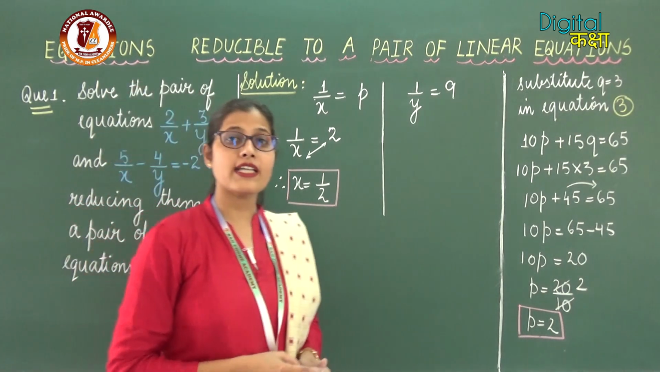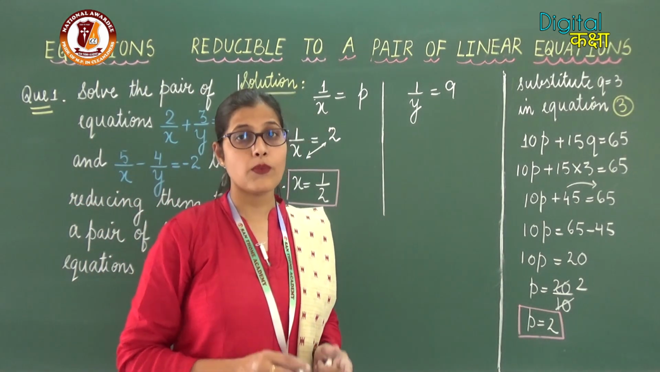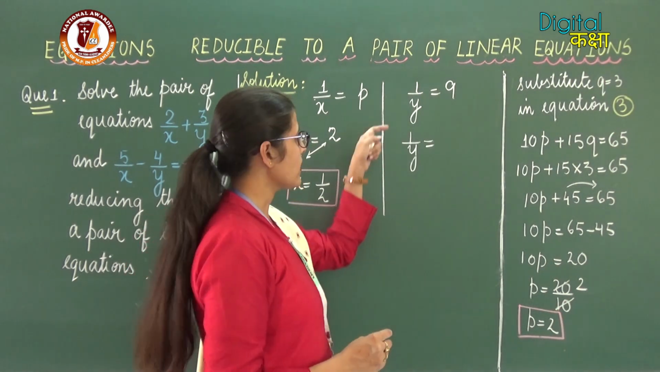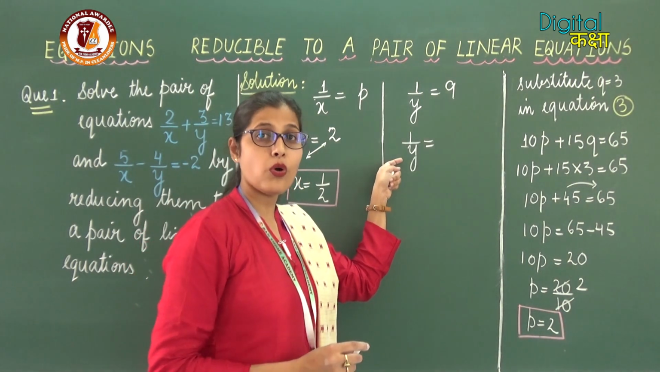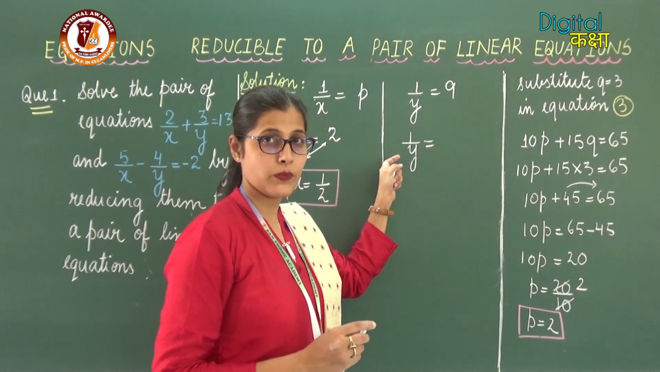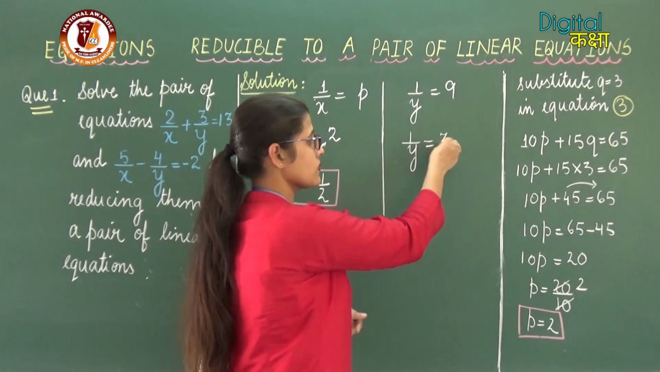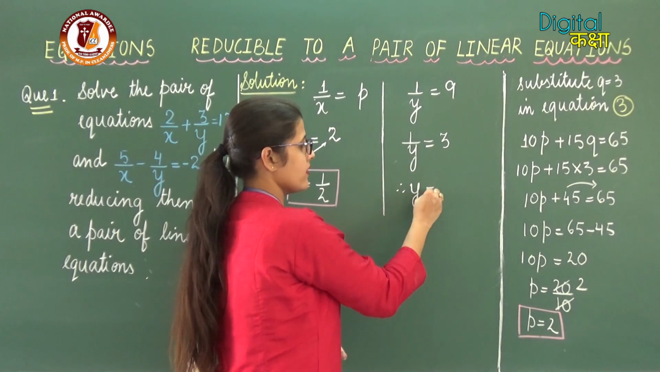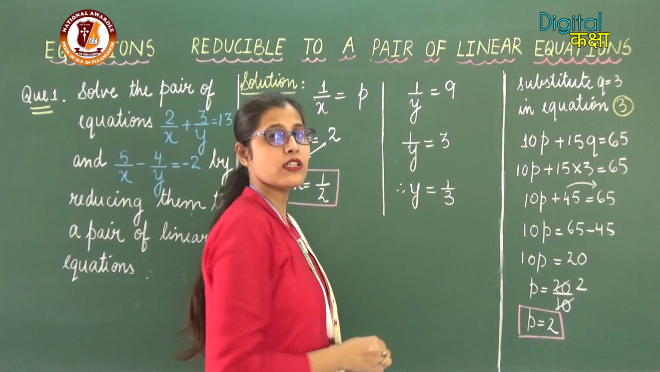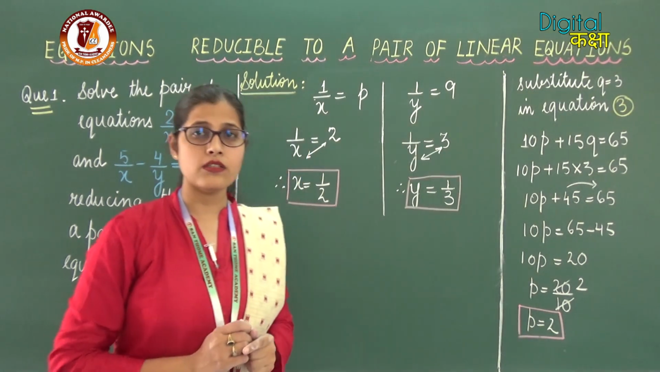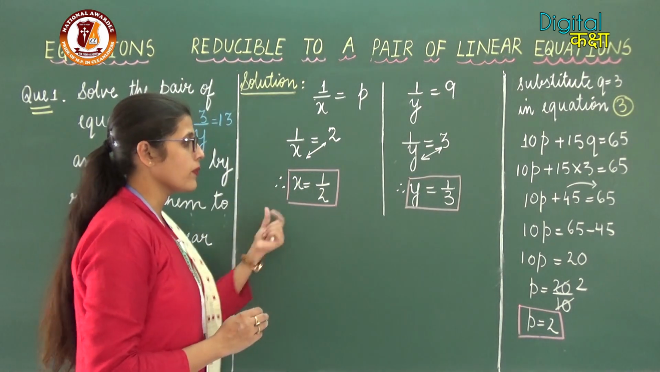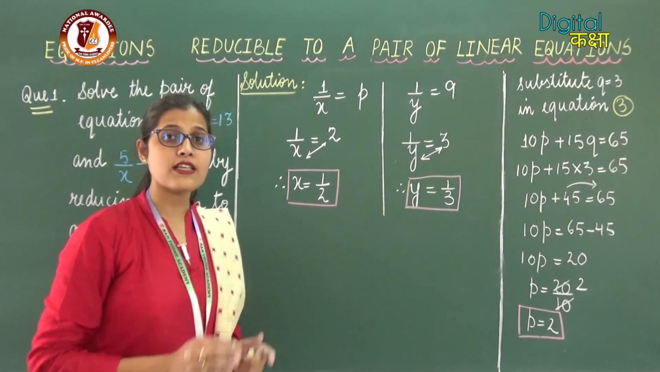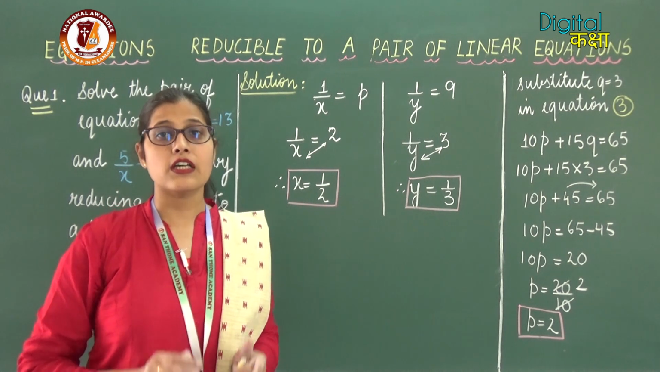Similarly, we will be getting the value of variable y by equating 1 upon y to the value of variable q, which was equal to 3. Therefore, the value of y will be 1 upon 3. In this manner, we got the value of variable x and variable y, which is the solution of the given pair of linear equations.